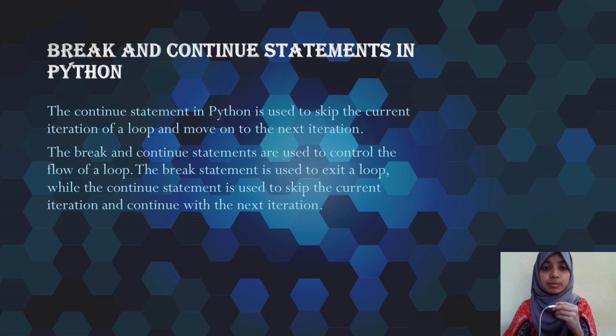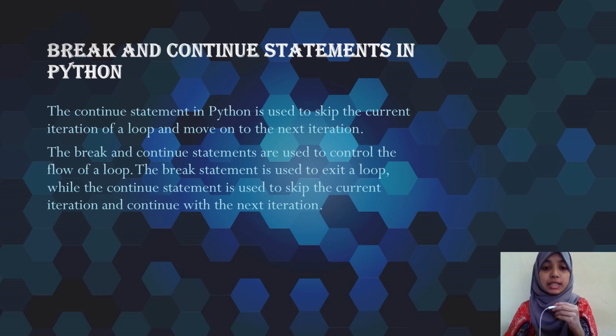The continue statement in Python is used to skip the current iteration of a loop and move on to the next iteration, that is, to the next loop or statement. The break and continue statements are used to control the flow of a loop, therefore to prevent infinite loops and to prevent iteration again and again without any stop. The break statement is used to exit a loop, while the continue statement is used to skip the current iteration and continue with the next iteration. So these are the similarities between the continue and break statements, and how they differ.